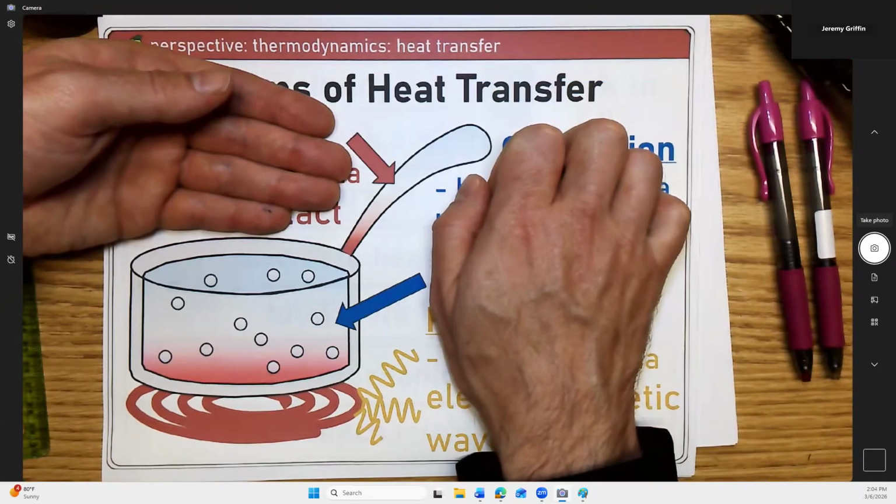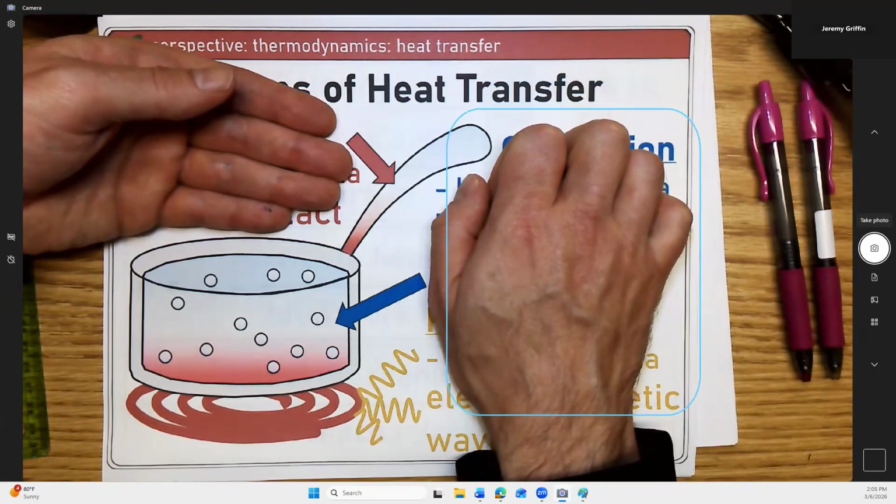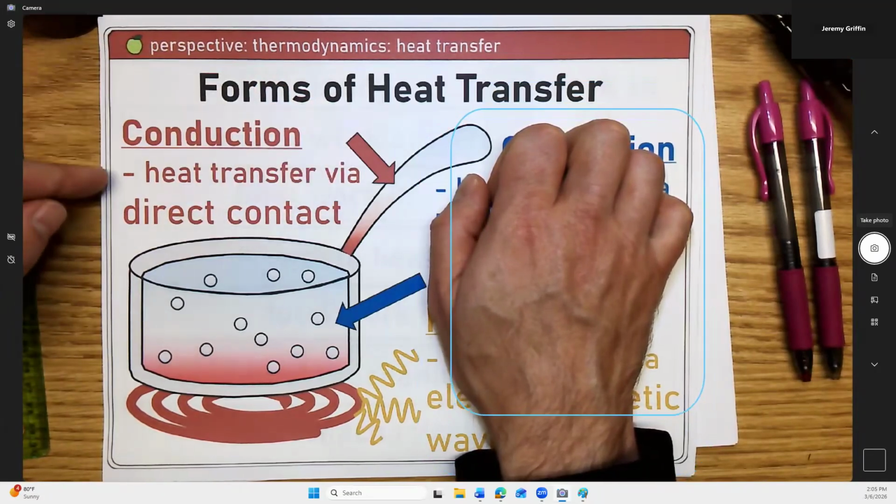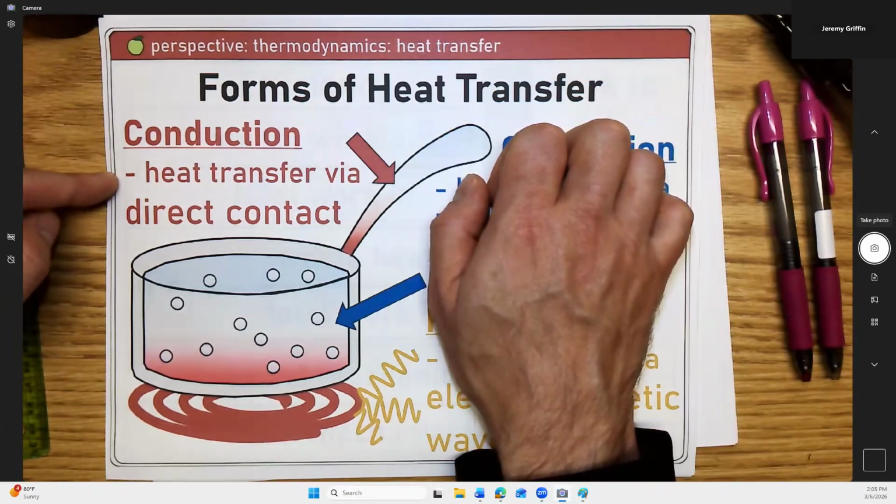You guys probably know these from the past. Friction? Oh, okay. If there's friction, that might be one of these. You have to have what? Motion? How about direct contact? So conduction. So direct contact.